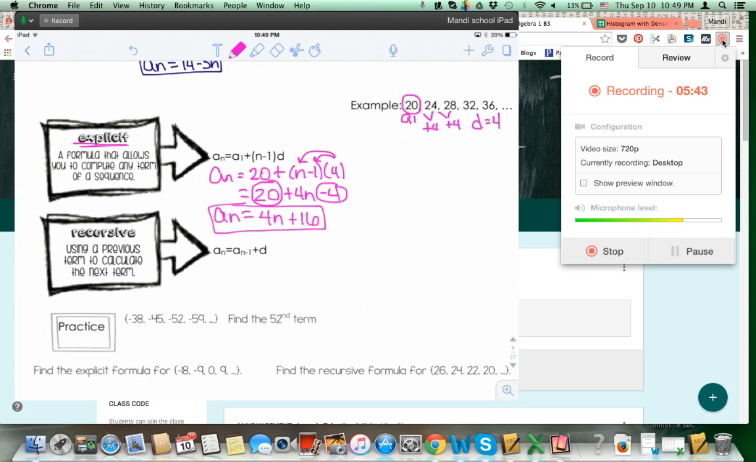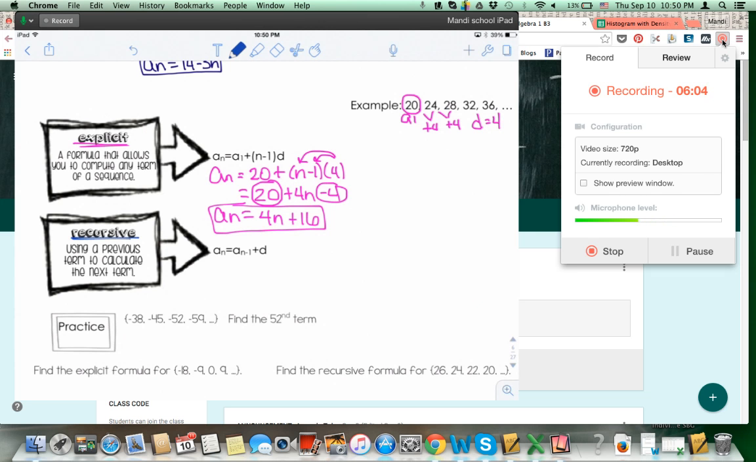Kind of looks like y equals mx plus b. A sub n would be the y, n would be the x. So it looks like standard form. So it looks like an equation we've seen before. The explicit form is the easiest form to work with. As you saw before, we can substitute a number in and easily find the answer.